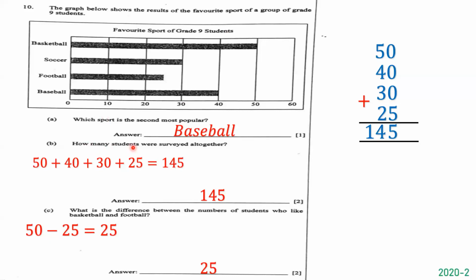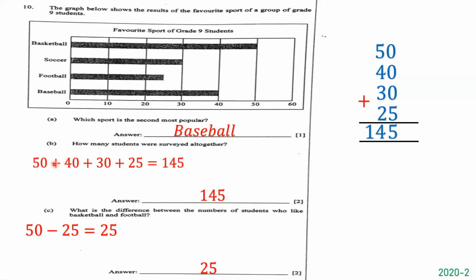How many students were surveyed altogether? Well, we have 50 for basketball. And then we have 40 for soccer. No, sorry, 40 for baseball, right? And then we have 30 for soccer, 30 for soccer. And then we have 25 for football. So in between 20 and 30 is 25.